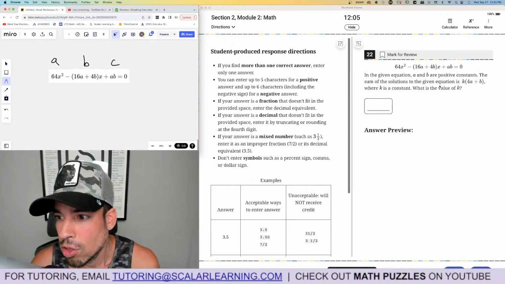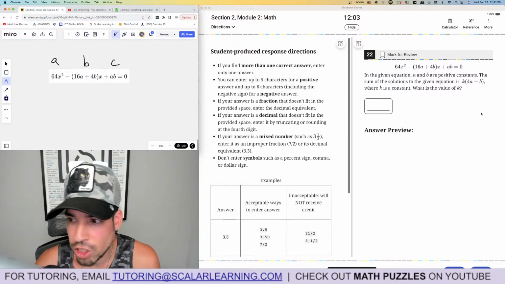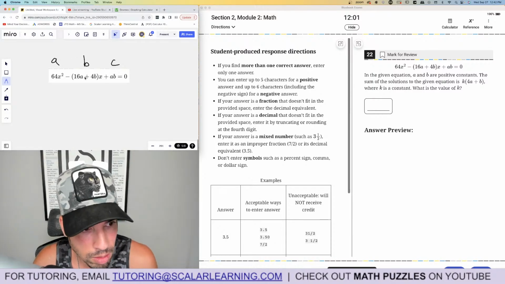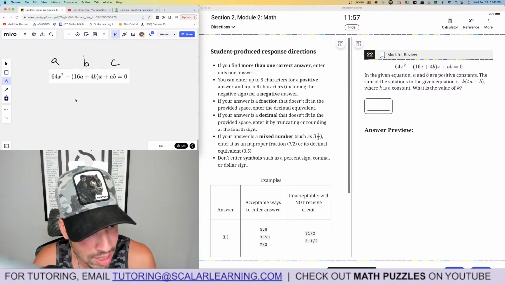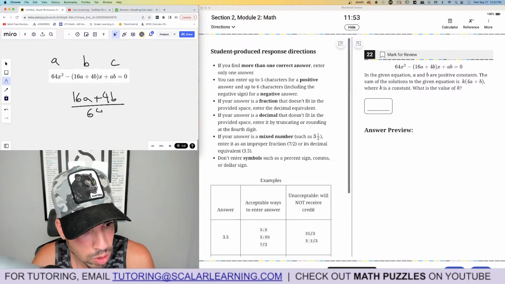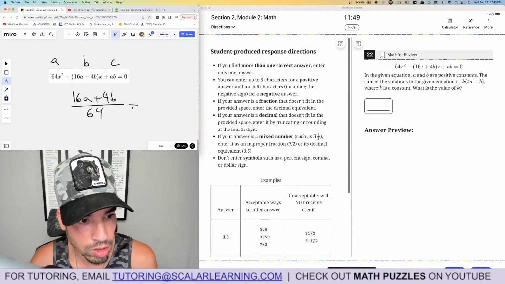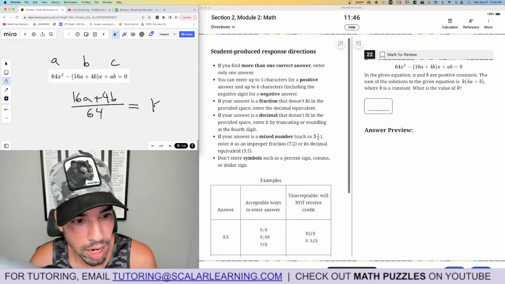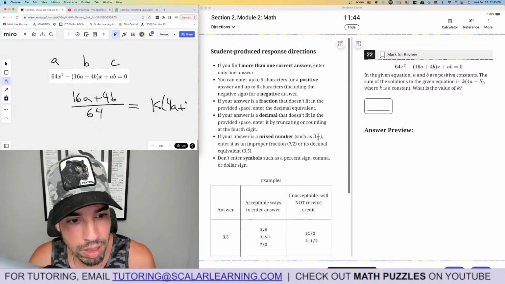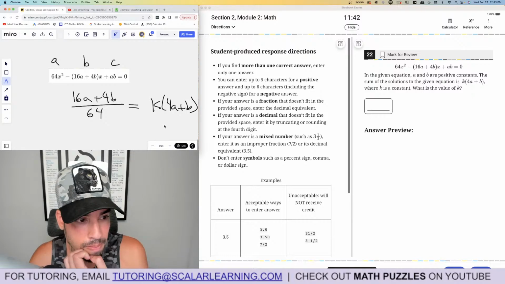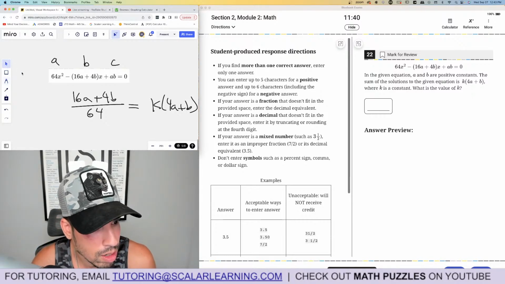Anyways, so they said the sum of the solutions to the given equation is that. So I'm also going to get the sum of the solutions by saying, and B is already negative, so negative B over A is just this as a positive 16A plus 4B over 64. That's negative B over A. And they're also saying the sum of solutions is k times 4A plus B, like this. Now we got an equation. That's all we need. Now we can solve.